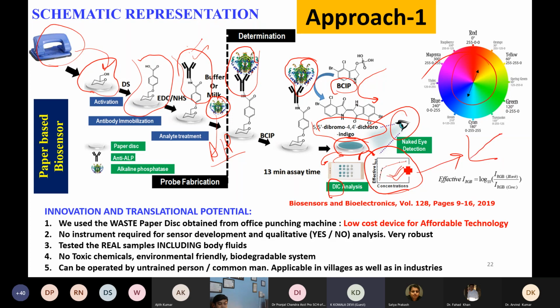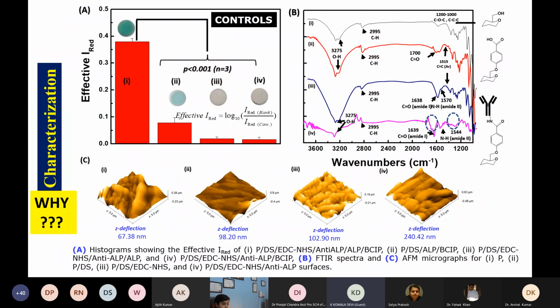So the innovation and the translational potential in this case: basically it's a waste paper disk. Nobody used this disk after punching the Whatman paper in the lab. So that's a low-cost, affordable technology. You will get a yes/no analysis for qualitative assay, and for quantitative, you can integrate the smartphone. So my point is that these kinds of tiny sensors can be made in the laboratory.